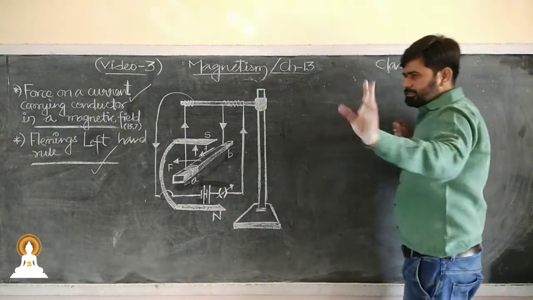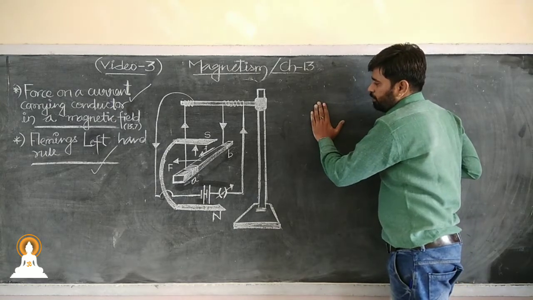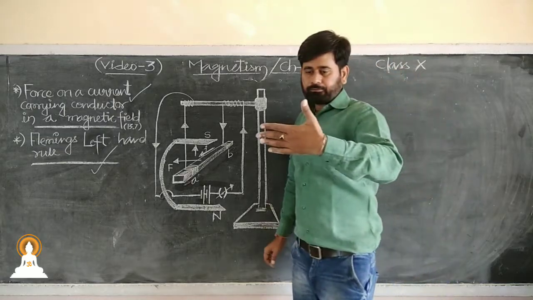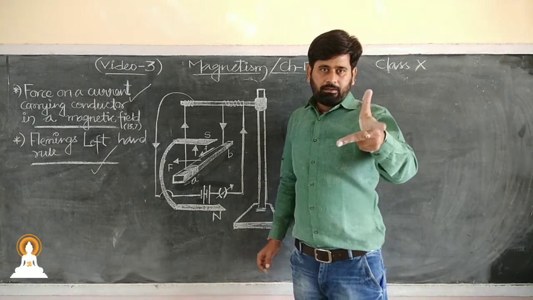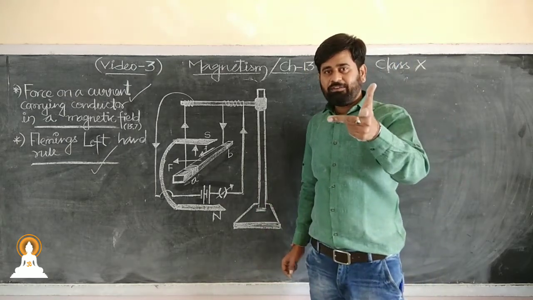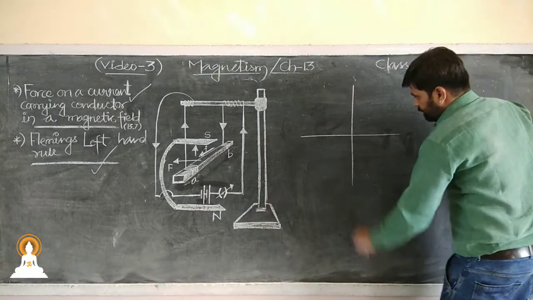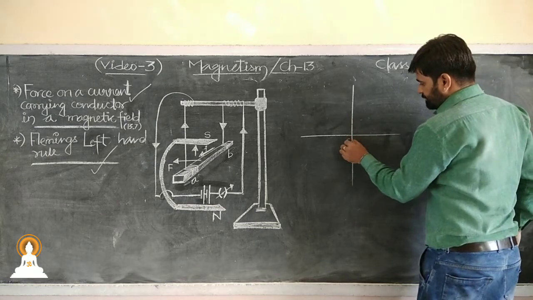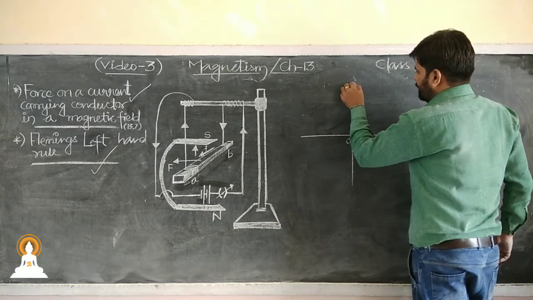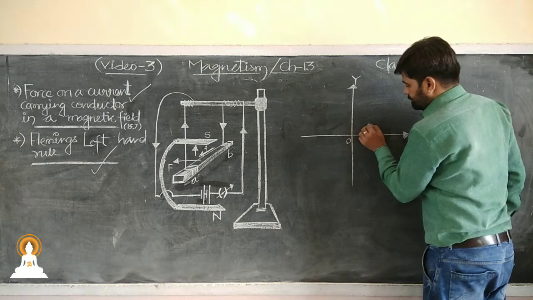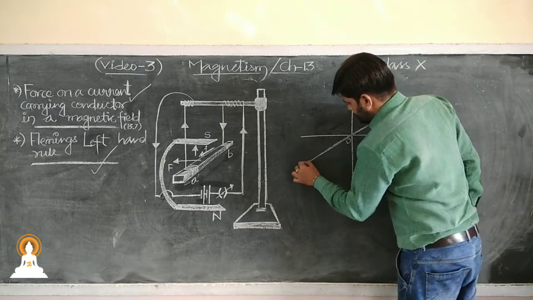Fleming's left hand, this is the left hand, and Fleming's left hand rule says what? This is the thumb, index finger, and like this. Now see, suppose this is the Cartesian coordinate, this is the origin. Say this is the x axis, this is the y axis, and this is nothing but the z axis.